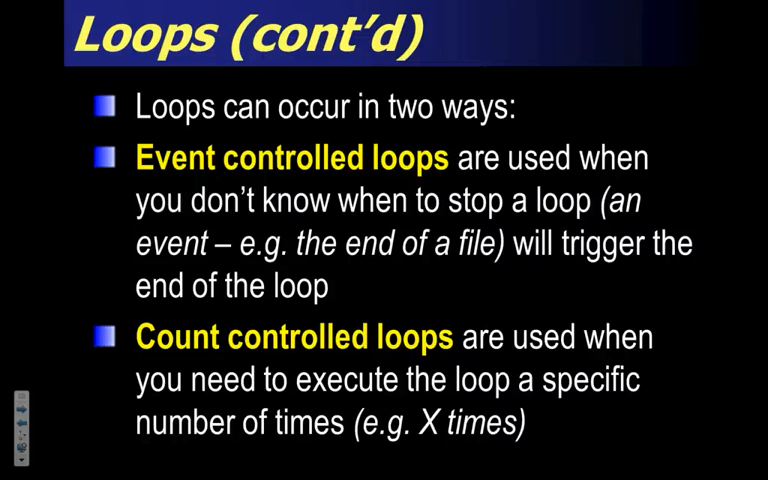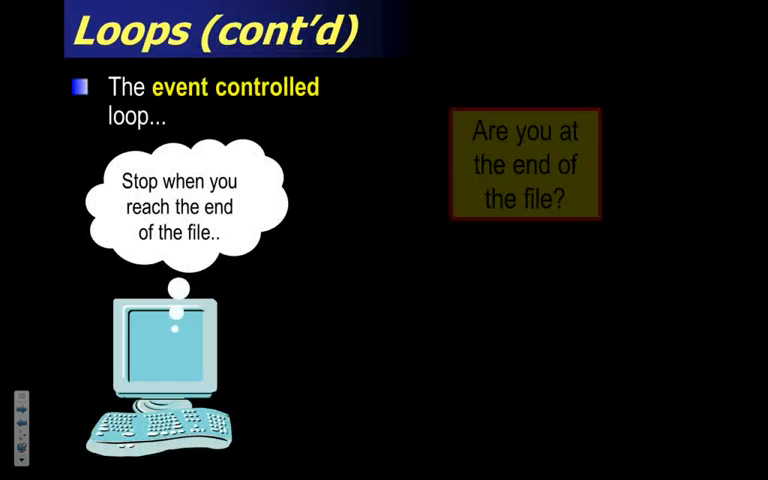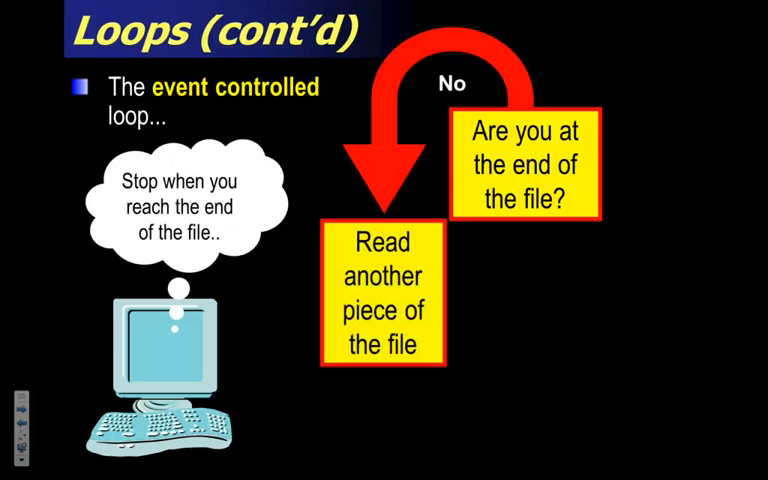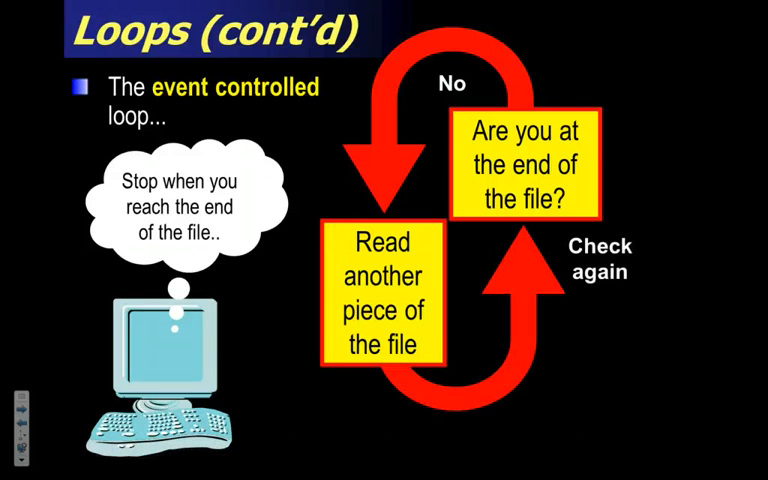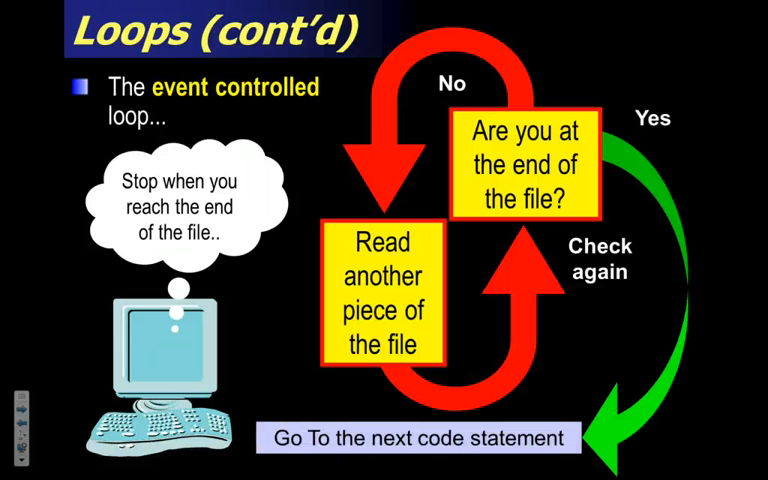And then the second one is basically like we saw today, a loop that runs on a count. If you say, I want it to run 10 times, it runs 10 times, or 100 times, it runs 100 times. Okay, so basically the loop is asking questions, just like the if statement. Are you at the end of the file? No. Okay, read another piece of the file. Are you at the end of the file? No. And it would keep doing it. When it answers the question yes, it's at the end of the file, it will leave the loop.